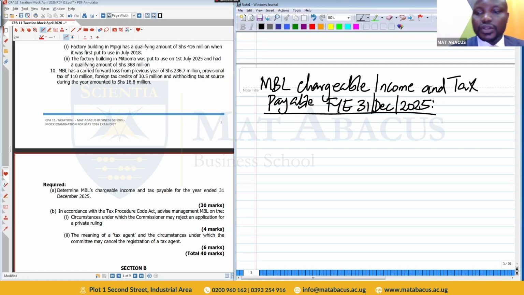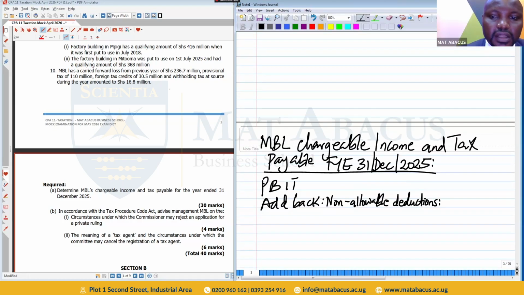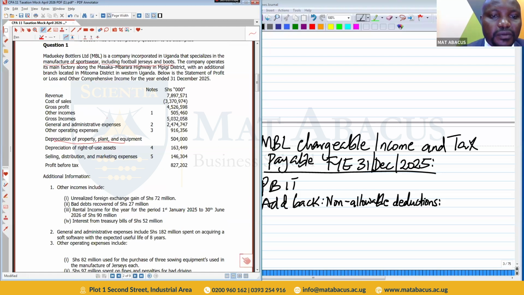So when handling this question, we start with PBIT, profit before income tax. Then we add back non-allowable deductions. PBIT is always given in the question. When you go to the profit and loss, there is PBIT.